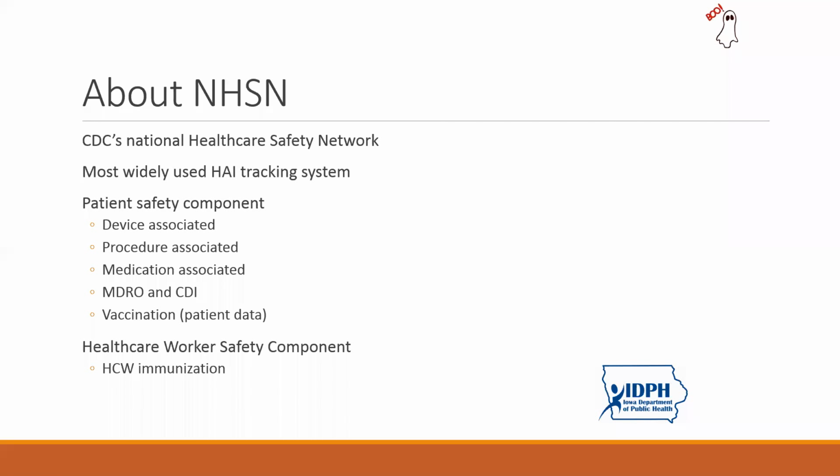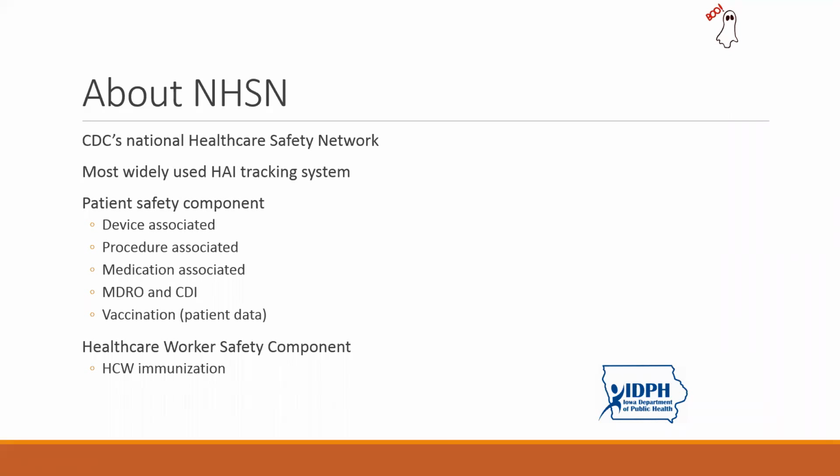NHSN started as the CDC's National Healthcare Safety Network. It was started off of a couple of different systems that they combined. One was for the end-stage renal failure program, and then one was an old NNIS program that allowed hospitals to track healthcare-associated infections. This combined and merged those two systems and really started in the early 2000s, about 2005, I think, is when it was first started being used. It's changed a lot over the years.